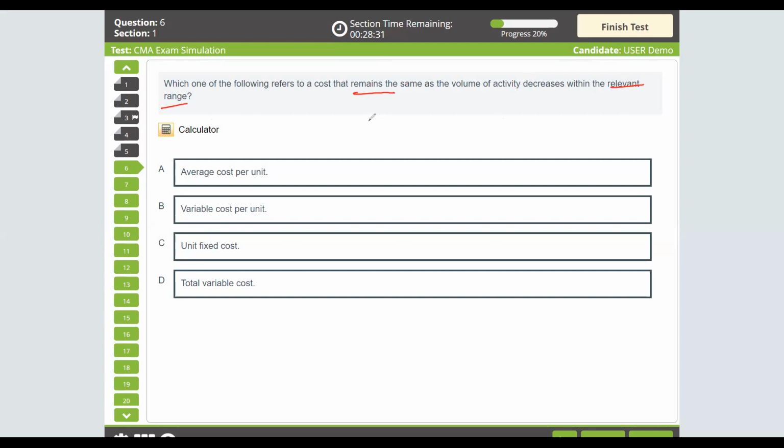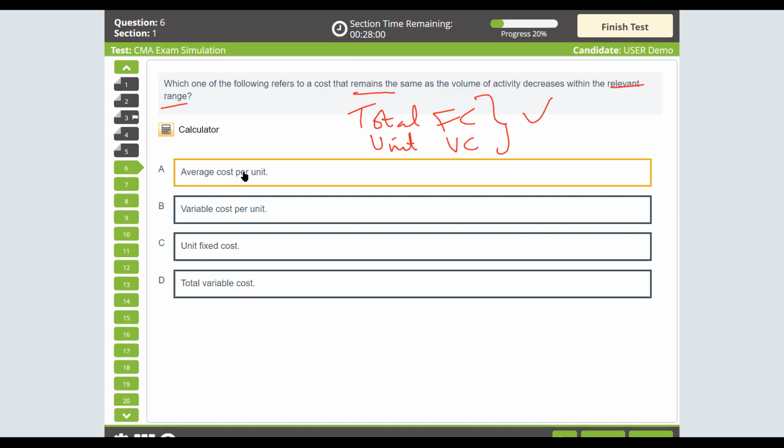So within the relevant range, costs that do not change are total fixed cost and unit variable cost. Okay, unit variable, let me rewrite this. So total fixed cost and unit variable cost. These two do not change within the relevant range. So I will go ahead and see if I have an answer there.